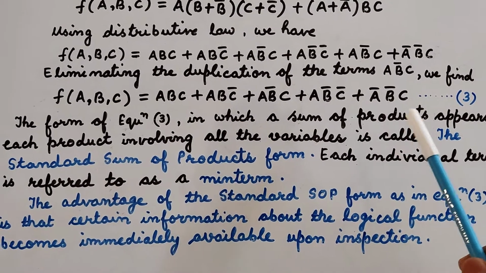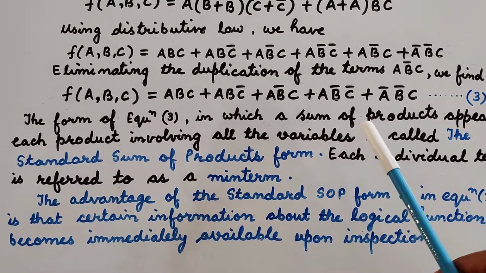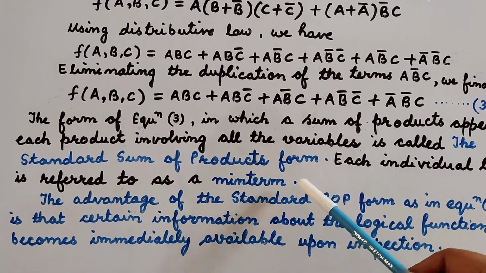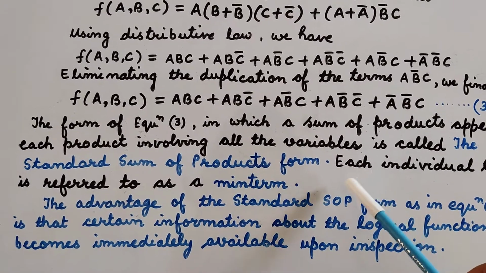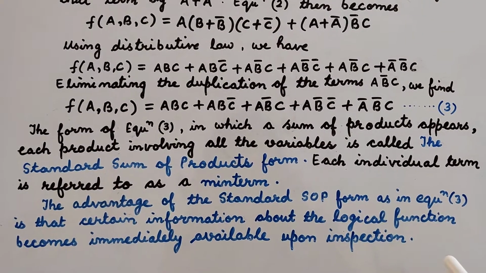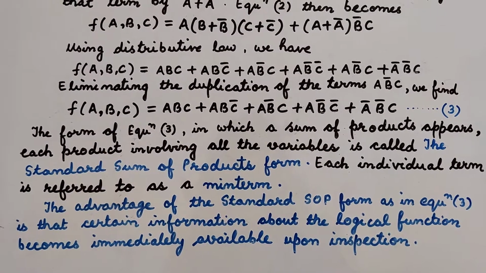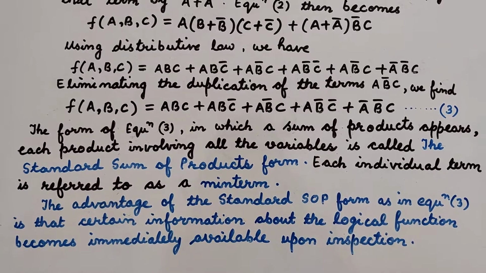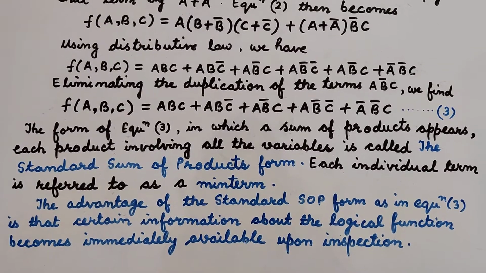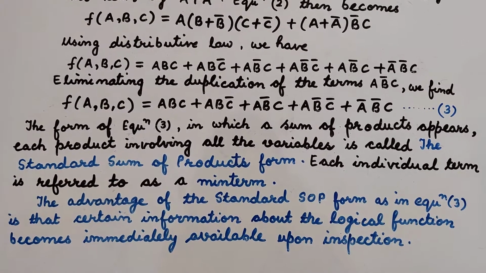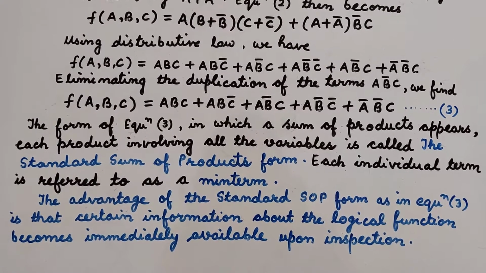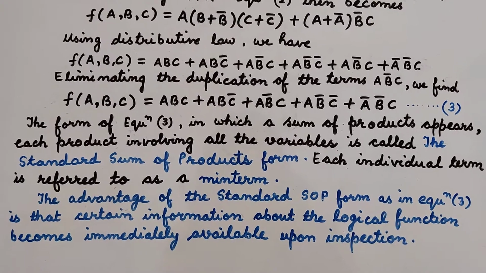of the sum of products, where all the individual terms involve all the variables, is known as the standard sum of products form. And when we have expressed any logical function in the standard sum of products form, then each individual term is referred to as a Minterm. That is, when we express any logical function in the standard sum of products form, then each of the individual terms is called a Minterm.